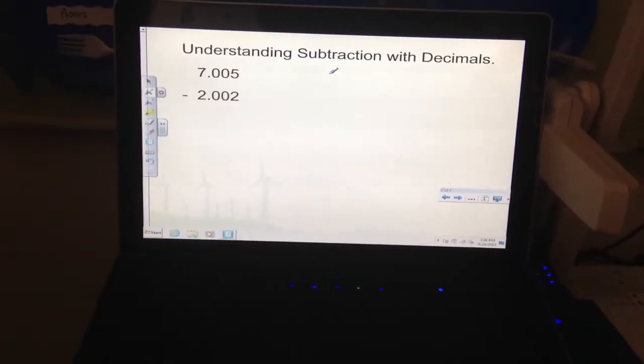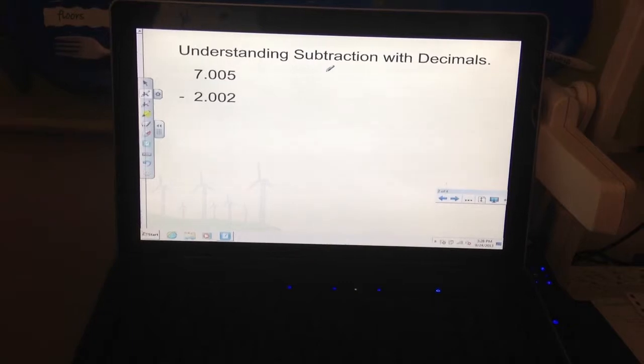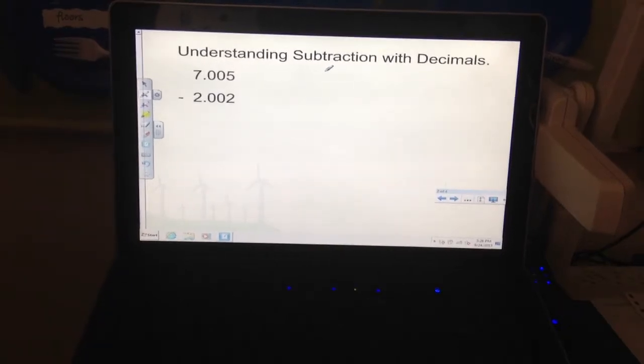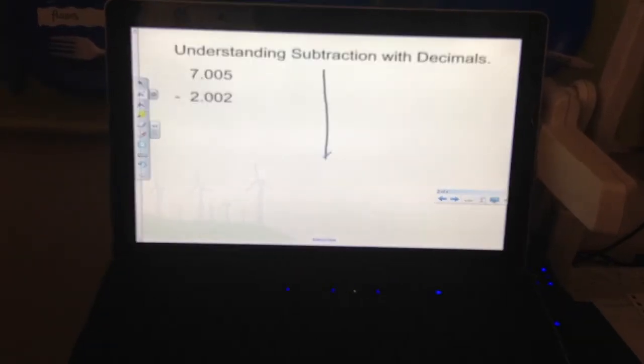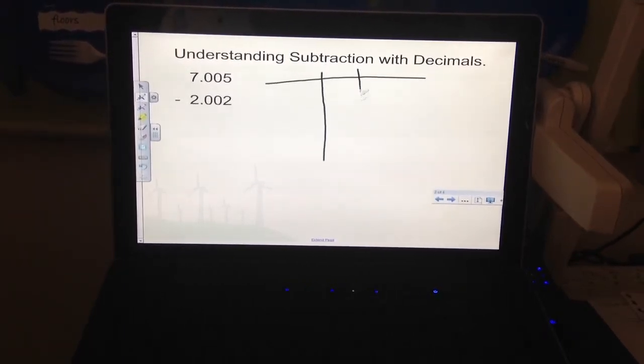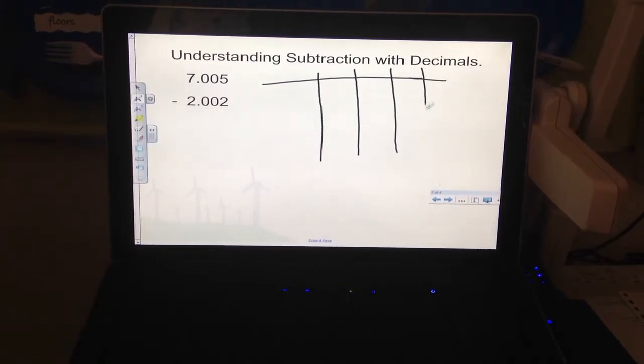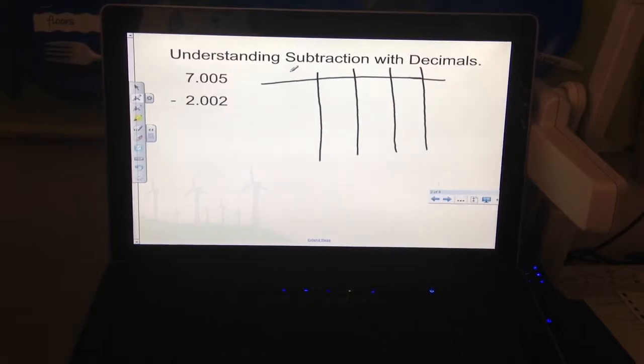Okay, today we're going to talk about understanding subtraction with decimals. So the first thing we'll look at is a model of what the subtraction looks like. Then we'll look at the standard algorithm, which is the way we're used to doing it most commonly. But first we're going to look at what that actually would look like with a picture.